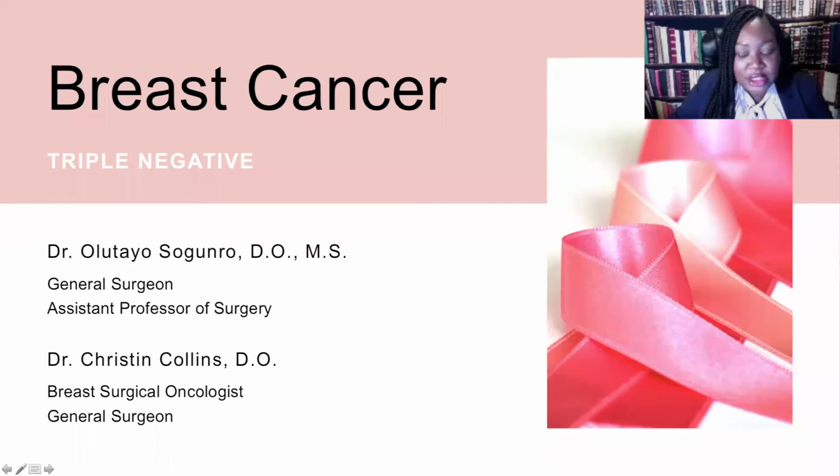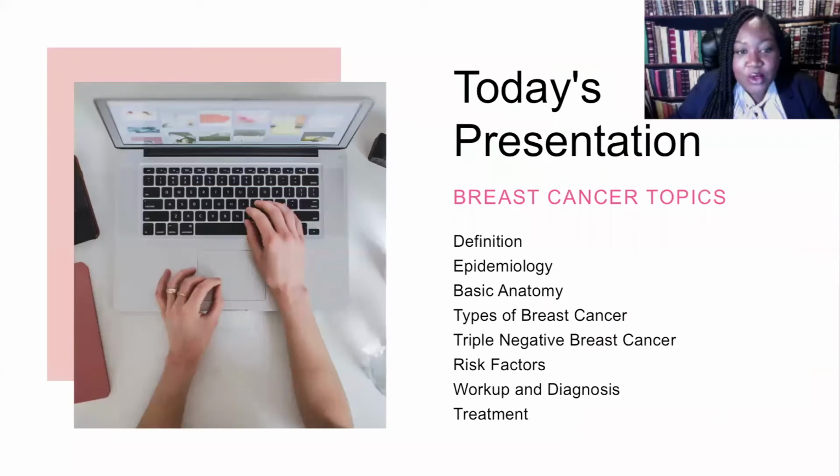Right, so breast cancer, triple negative. Today we'll be first defining breast cancer, talking a little bit about the epidemiology of it, and going over a little bit of anatomy. Don't worry, we're not going to make this a medical school lecture. And we'll talk about different types of breast cancer, including triple negative breast cancer, some of the risk factors associated with it, as well as the workup and diagnosis of it and the treatment.